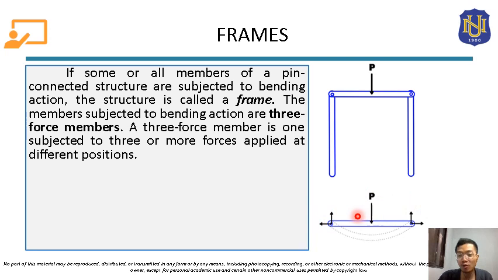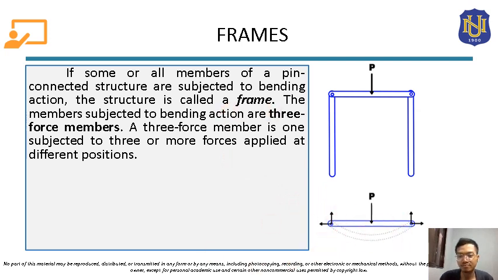So there are 5 forces acting on this member. This member, as I've mentioned, is a 3-force member since there are 3 or more forces applied at different positions in this member.